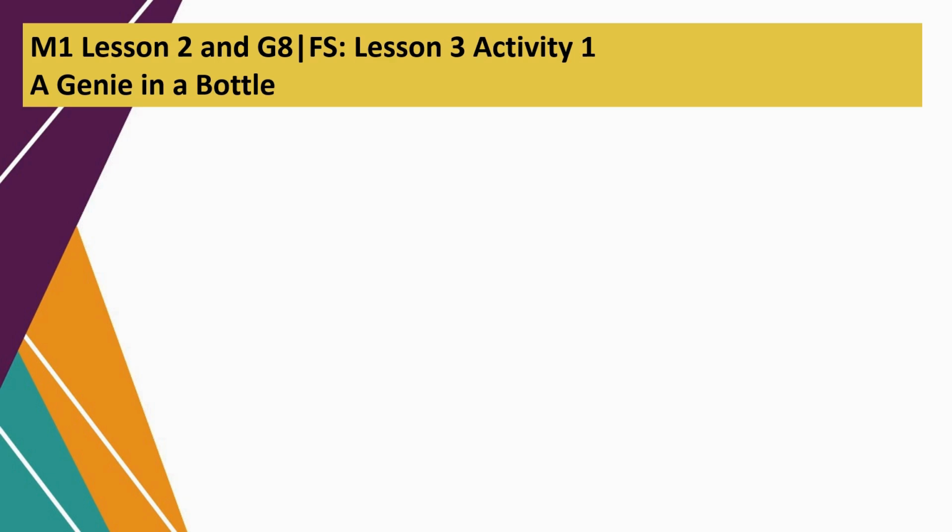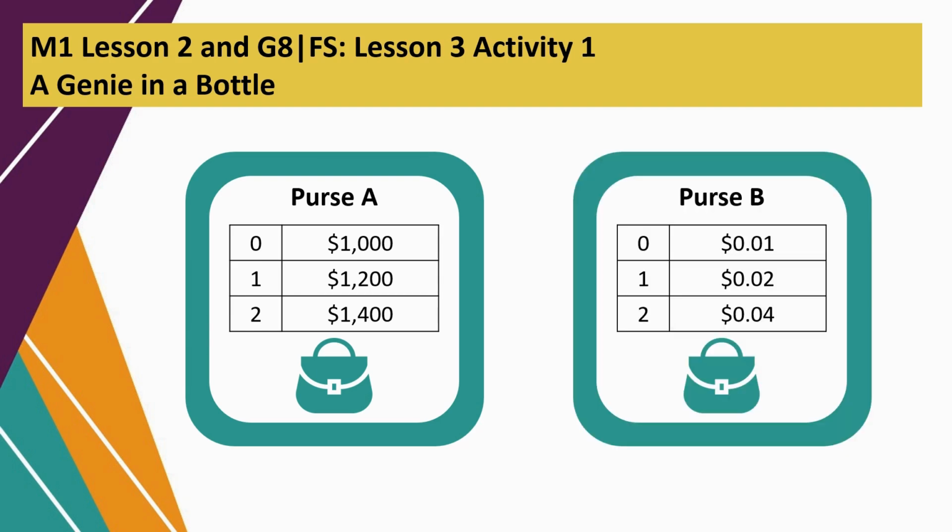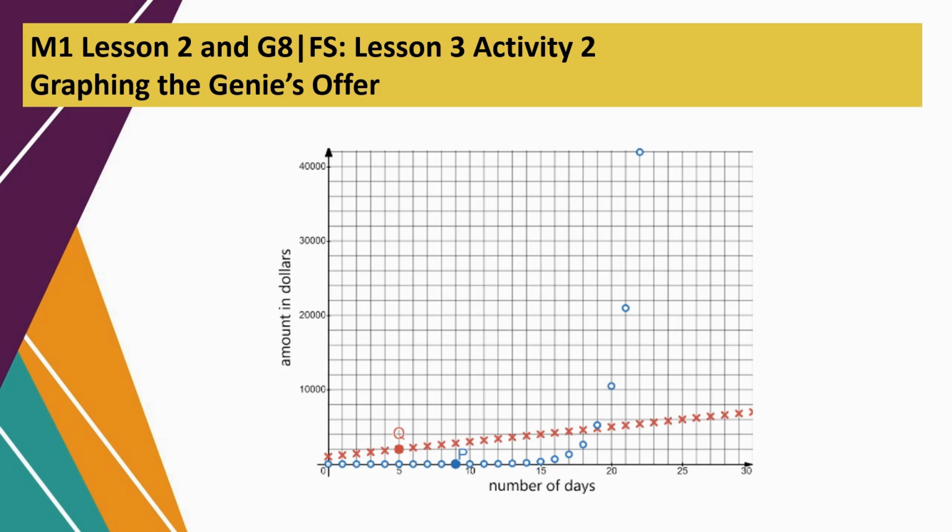The first activity, a genie in a bottle, presents a situation where a genie proposes 2 options. Purse A offers $1,000 and adds $200 each day. Purse B offers only a penny and the amount doubles each day. Students investigate the amount of money in each purse over time. Next, students examine the graphs of both options and interpret different points. They see that the pattern, which grows by repeatedly doubling, starts off slowly, but eventually overtakes the other pattern.